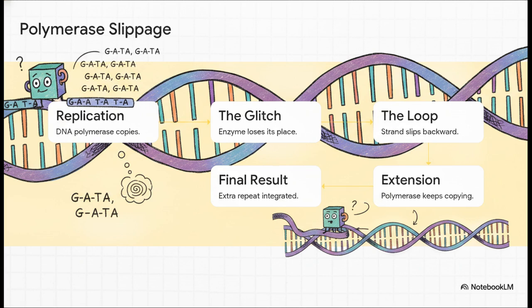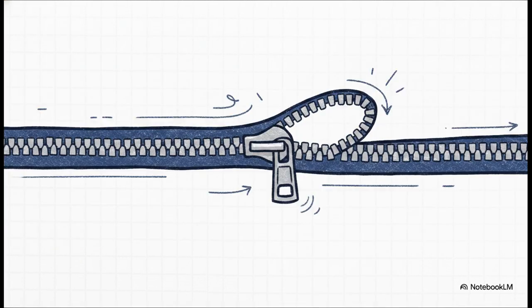Think of the DNA enzyme like a tired scribe trying to copy a book by hand. When it's reading a normal sentence, it's totally fine. But when it hits a monotonous repeating sequence like GATA, GATA, GATA, it gets confused and literally loses its place. During that split second of confusion, the newly synthesized strand slips backward, unpairs from the template, and forms this tiny temporary loop. But the polymerase enzyme is completely unaware that it just hiccuped, so it keeps right on copying to the end. The final result?